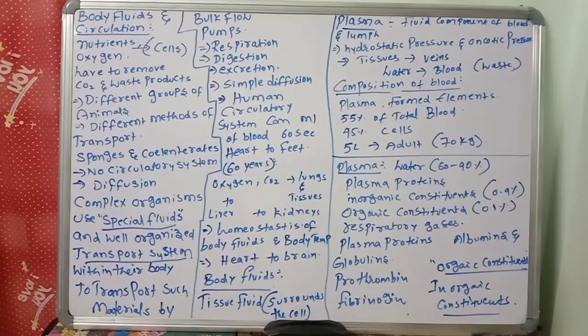So these are the important points about body fluids and circulation. Tomorrow we will discuss completely the plasma and formed elements, RBC, WBC, like that. Each and every formed element we will discuss with a clear picture in tomorrow's class.